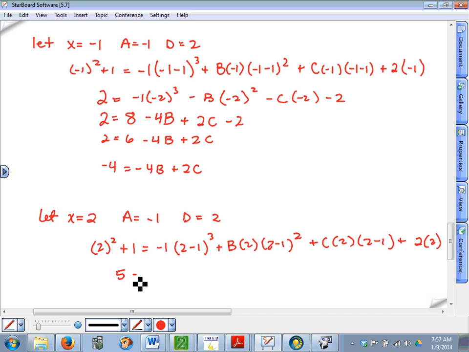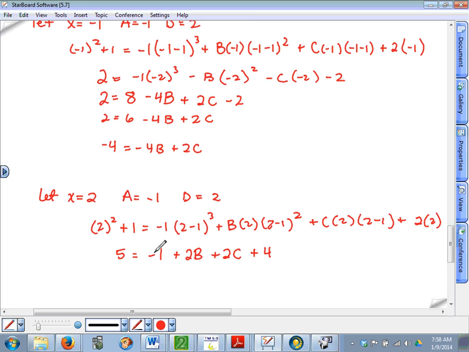Two squared plus 1 is 5. 2 minus 1 is 1, to the 3rd power is 1, times -1 is -1. 2 minus 1 is 1, squared is 1, times 2b, so this is -1 plus 2b. 2 minus 1 is 1 times 2 times c is 2c, plus 4. -1 combined with 4 is 3, but 3 from 5 is 2, so 2 equals 2b plus 2c.